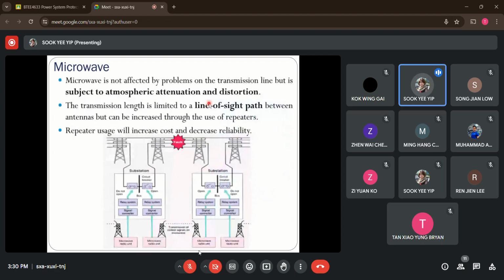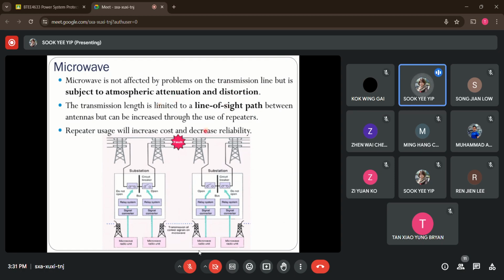All right, so now let's see how the microwave system works as a pilot protection scheme communication channel. Basically, if we are using the microwave system, it will not have the problem we find with the power line carrier, seeing as the line is not being used for communication purposes. However, the range, how far the signal can be transmitted, is based on the line of sight path between two antennas, which means that it's subject to atmospheric attenuation as well as distortion.